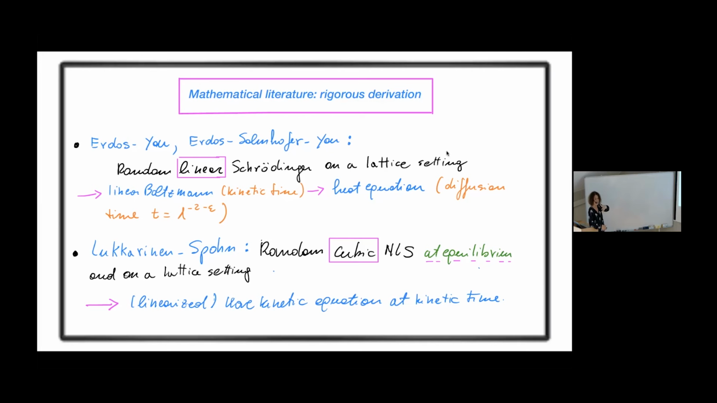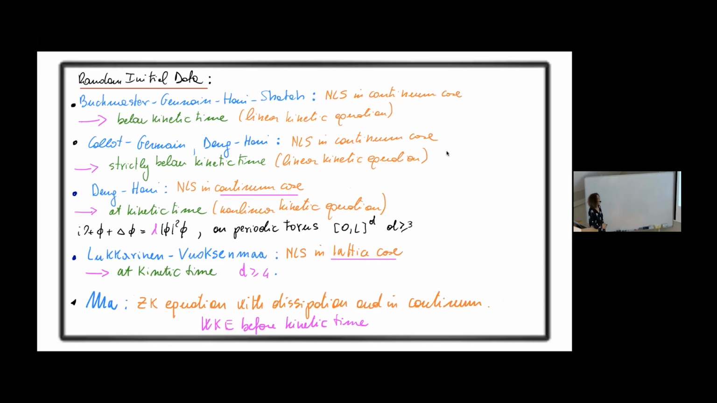If you read their paper, it relies heavily on these Feynman diagrams and the combinatorics and all of that. So this was their work. And then there was quite a long wait until Buckmaster, Germain, and Hani started looking at this. Now, one big difference between their approach and the approach of Erdos, Yao and Lukkarinen is that in this case, the NLS is in the continuum, in a box, but for any x, while the work of Lukkarinen and others is in the discrete setting. Instead of an equation, it's really a difference equation, which makes things much harder.